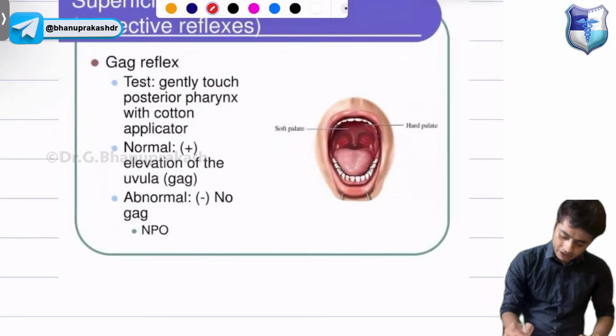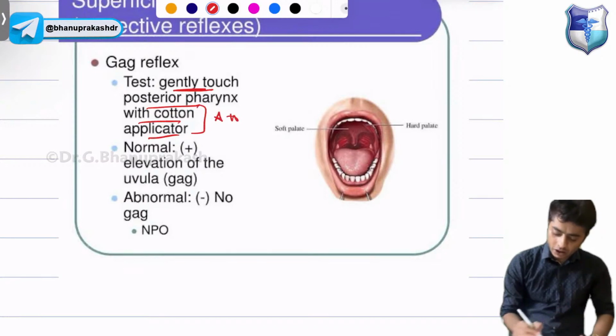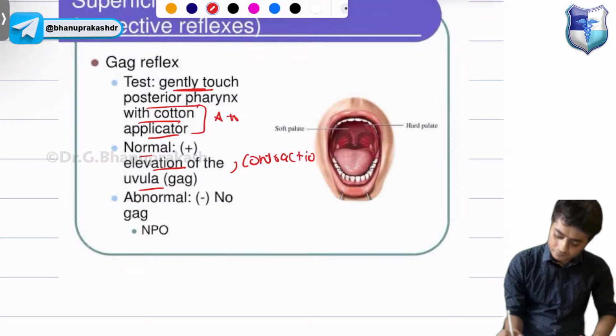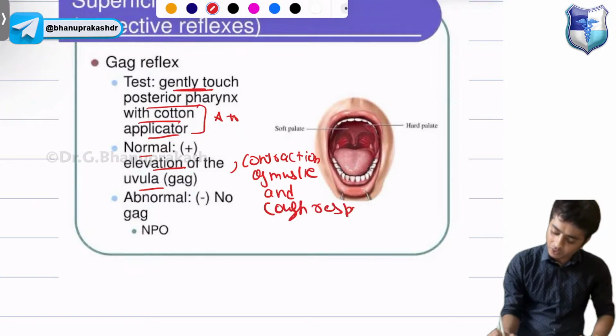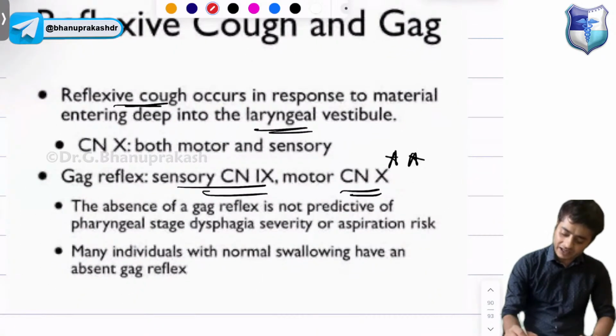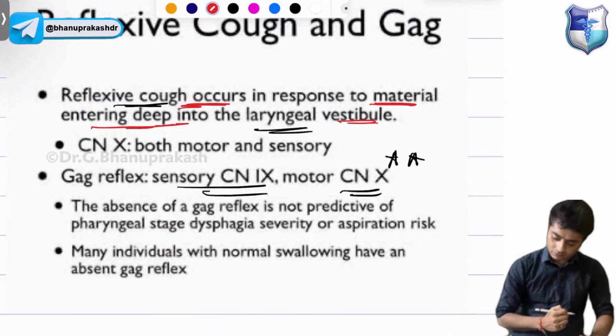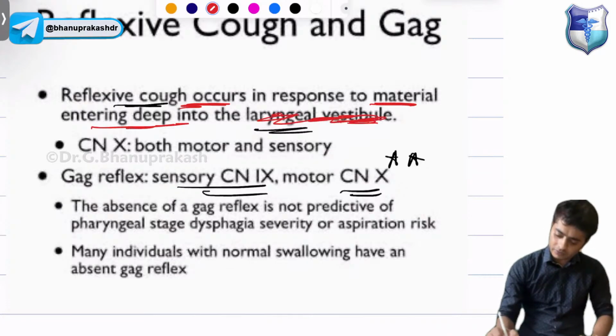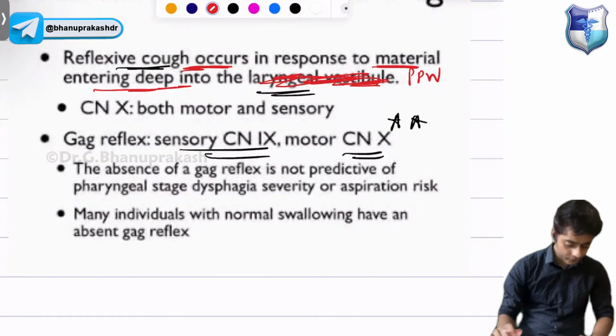See here, you have to gently touch the posterior pharynx with the cotton applicator. In normal, there will be elevation of the uvula, contraction of muscle, and a cough response. The reflex cough occurs in response to a material entering deep into the posterior pharyngeal wall. ठीक है?